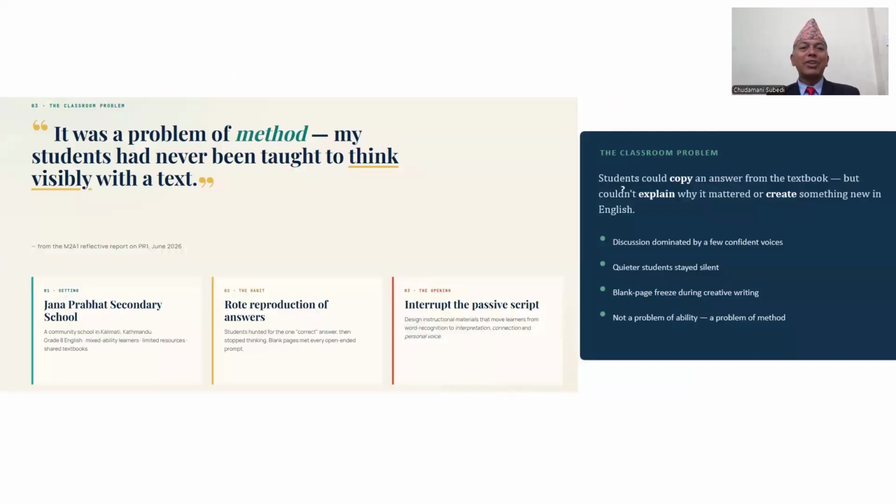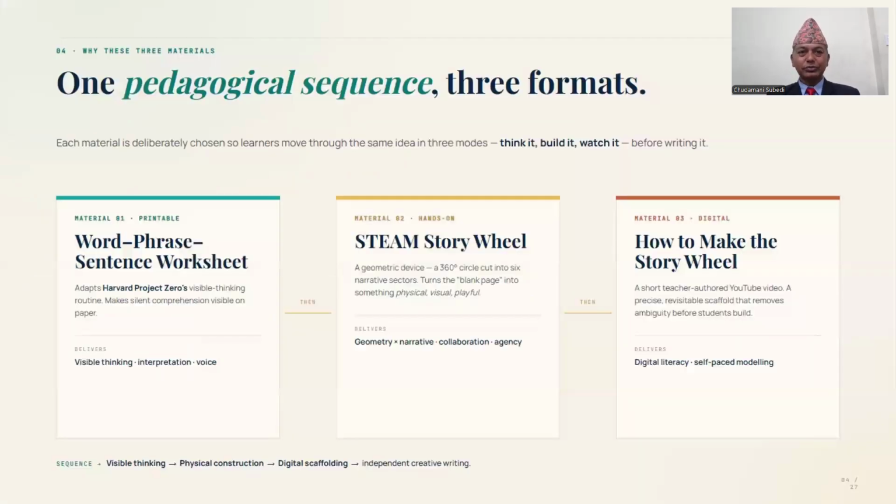It was a problem of method. My students have never been taught to think visibly with the text. The context, the setting, is Janaprabha Secondary School. The problem is rote production of answers, and the interrupt, the passive script. The real classroom problem I have already discussed. How we can solve it, we'll talk about in this video.